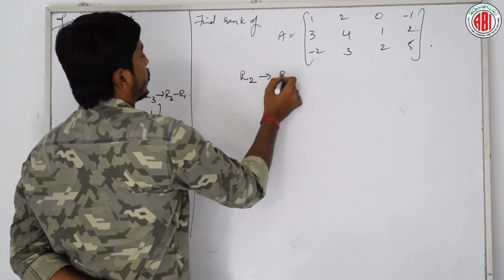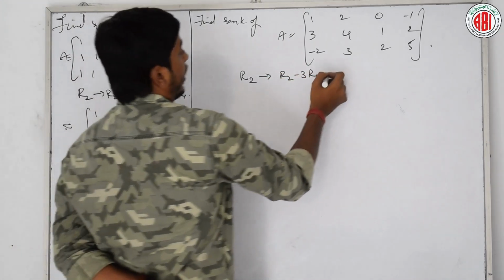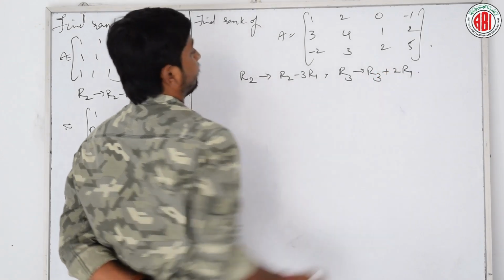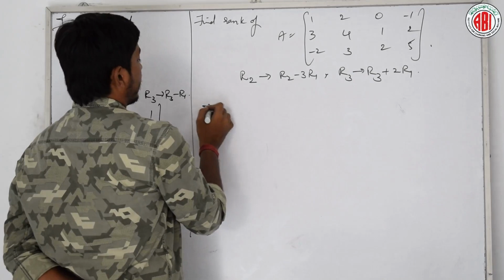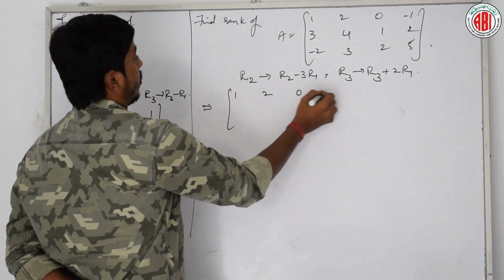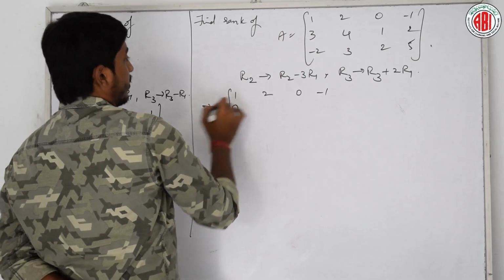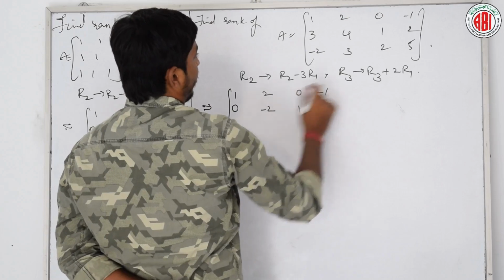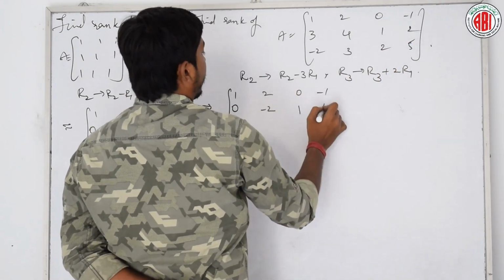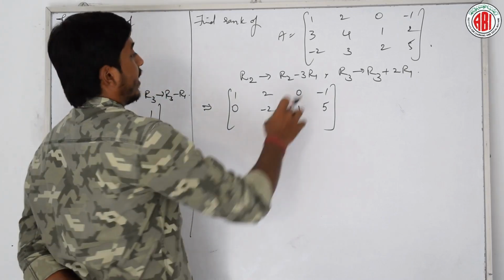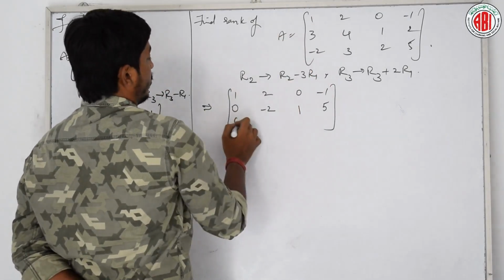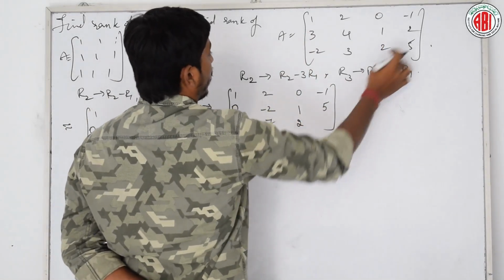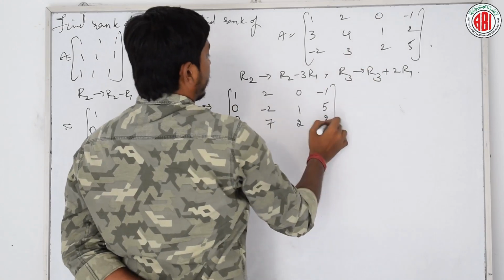That is, R2 tends to R2 minus 3 R1, and the next R3 tends to R3 plus 2 R1. That is 1, 2, 0, minus 1, 3 minus 3, 0, 4 minus 6, minus 2, 1 minus, obviously, that will be 1, 2 plus 3. And the next R3 plus 2 R1, minus 2 plus 2 is 0, 3 plus 4, 7, 2 plus 2, 5 minus 2, 3.